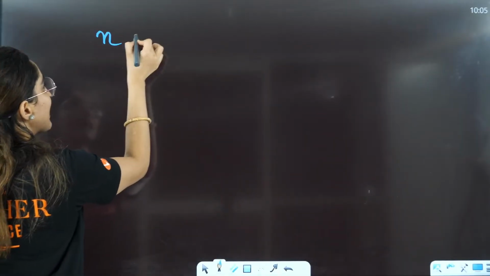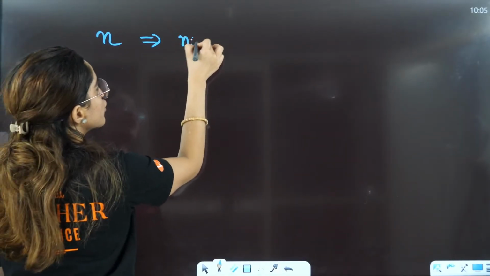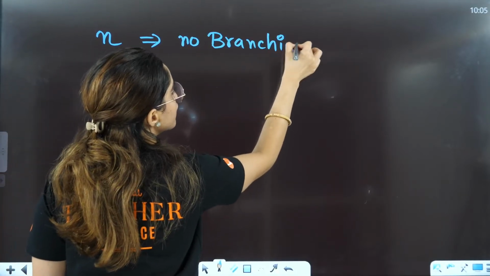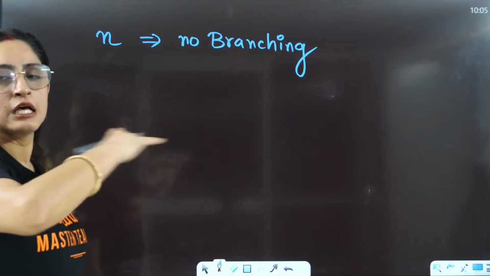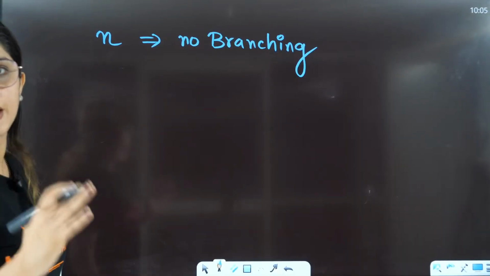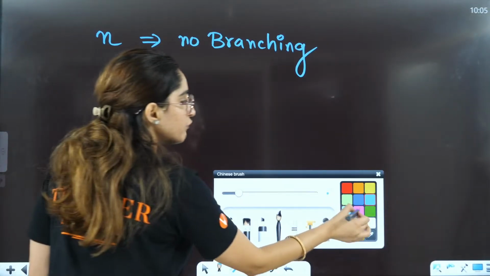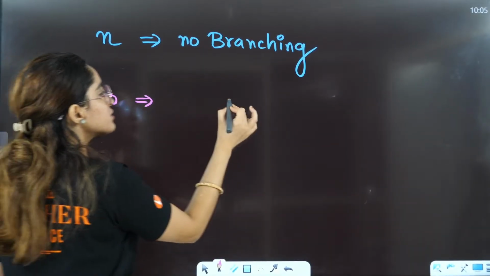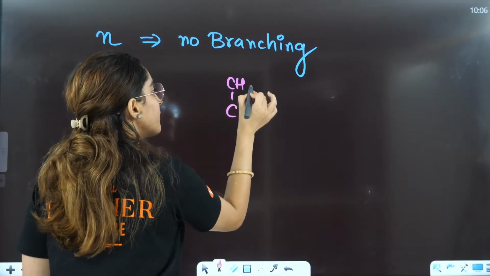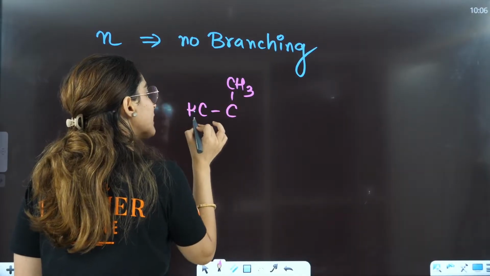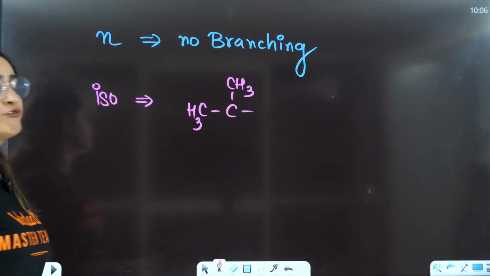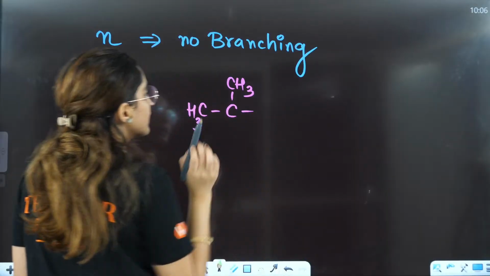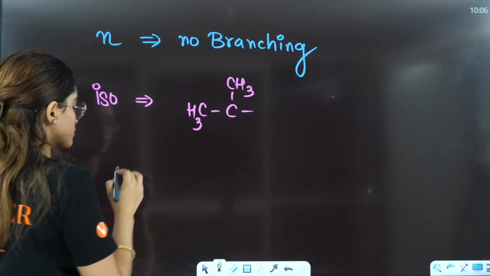Everybody, what is N? N defines no branching. N means no branching will be there. It is a single chain with no branching, right? Then we talk about what is iso. Iso means you will have this kind of compound where 2 methyl groups will be connected. If you have this kind of thing, then you can say that this is your iso group.